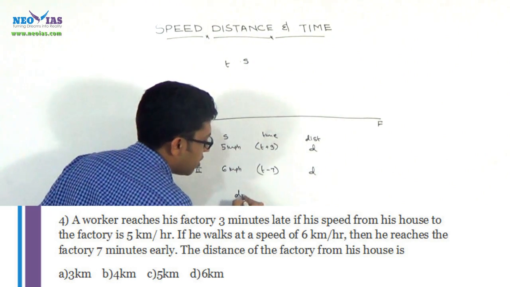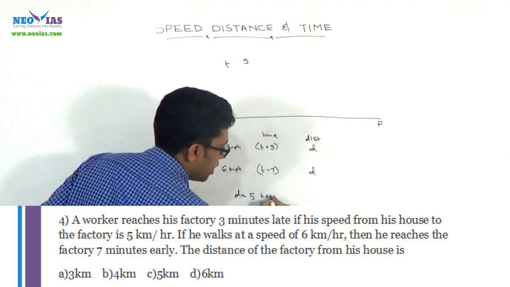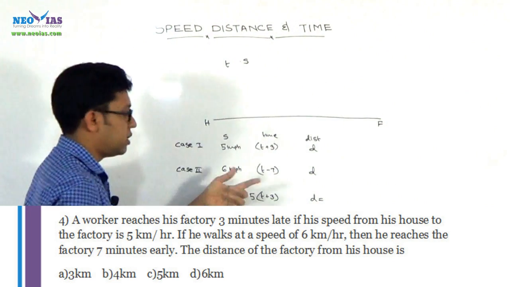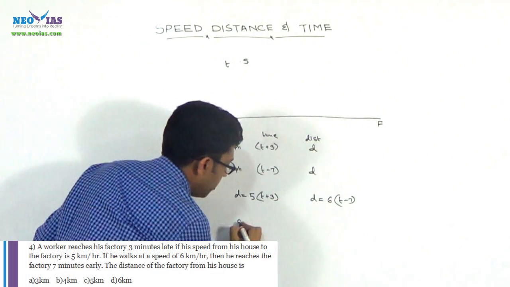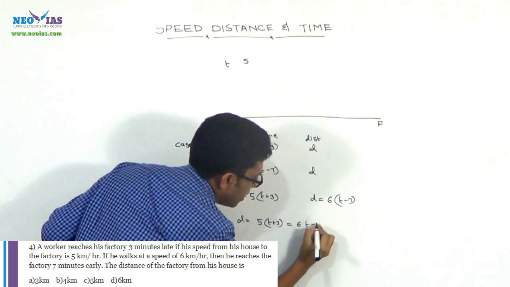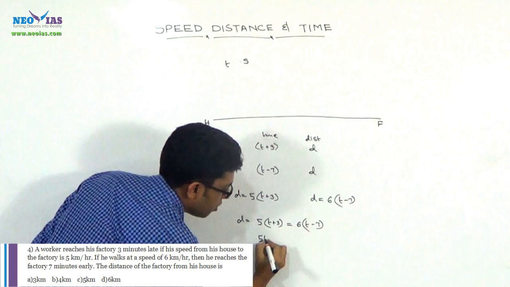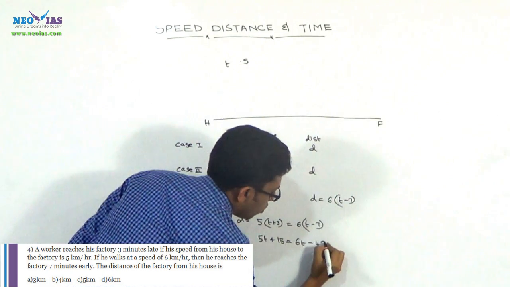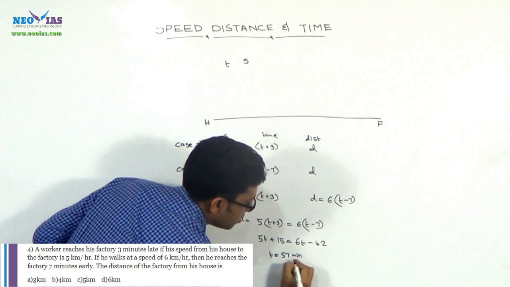Okay, from the first case, d is equal to speed into time, that is 5 into t plus 3. From the second case we will get that again d is equal to 6 into t minus 7. Equating that, we get 5 into t plus 3 is equal to 6 into t minus 7. Then for solving t, we get 5t plus 15 is equal to 6t minus 42. Then we get t as 57 minutes.